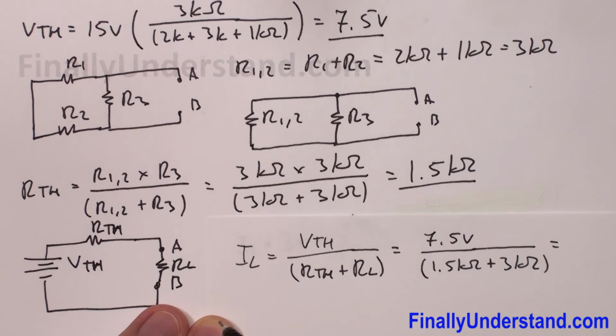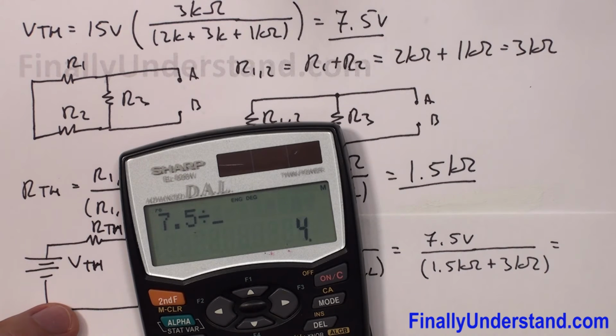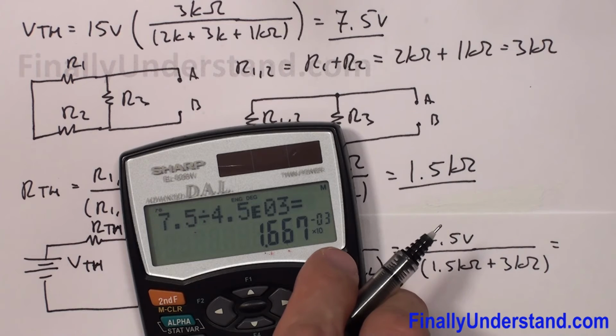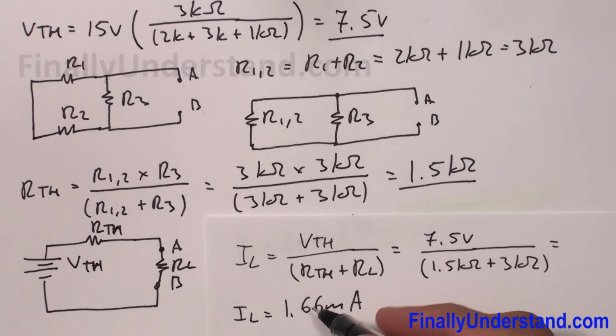Okay, so I can write that IL is equal to 7.5 volts divided by 4.5 exponent 3. This is 1.66 milliamps. Okay, so this is the current which will flow through resistor RL.